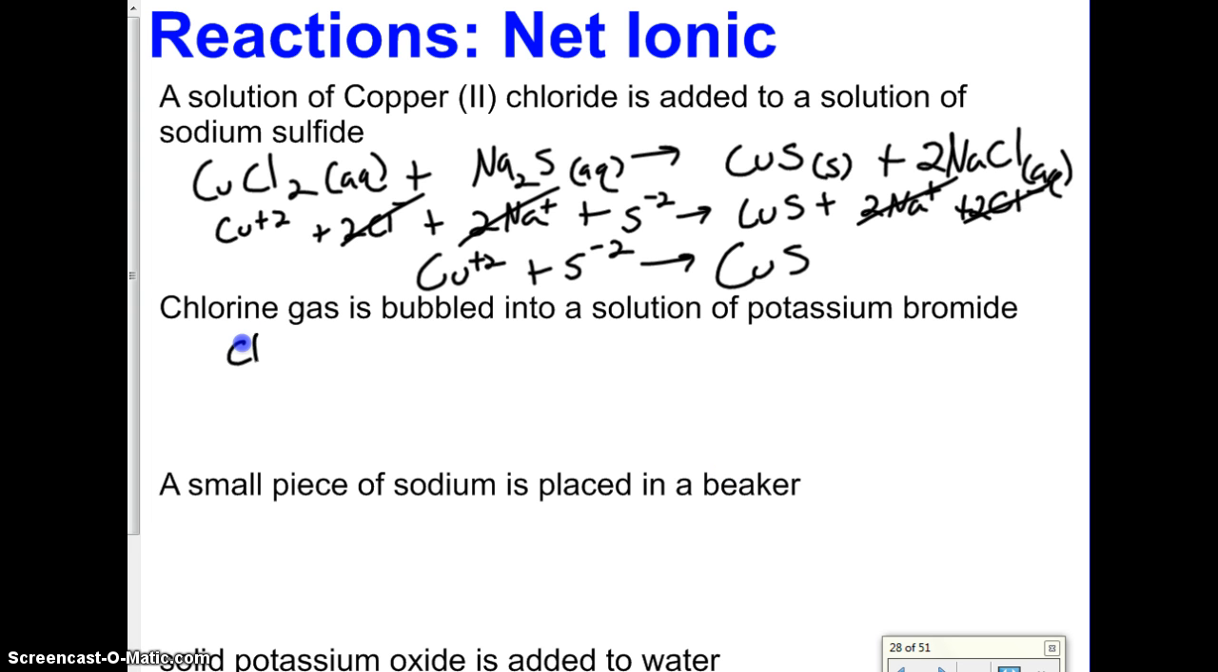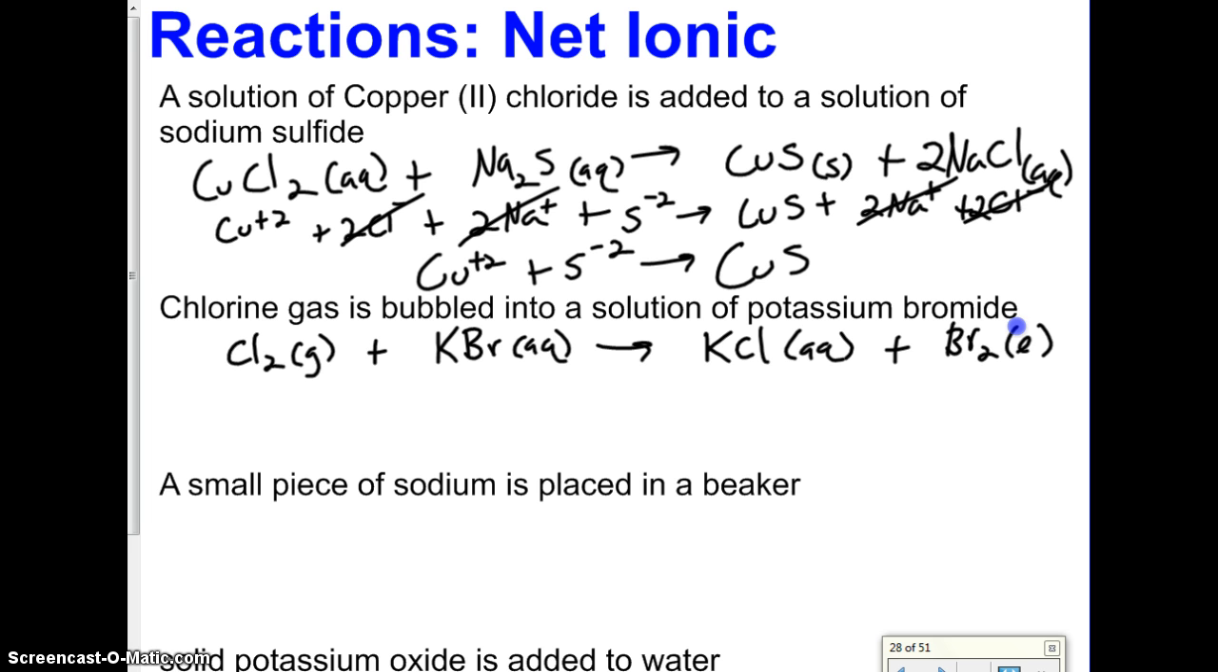Okay, you can do the same thing with the next one. Chlorine gas is Cl2, and it's a gas. It's bubbled into a solution of potassium bromide. So this is a solution, so KBr, aqueous. This is a single replacement reaction, and remember here the nonmetal replaces the nonmetal, so we end up with KCl, aqueous, because it is an alkali metal, and Br2, which is a liquid.